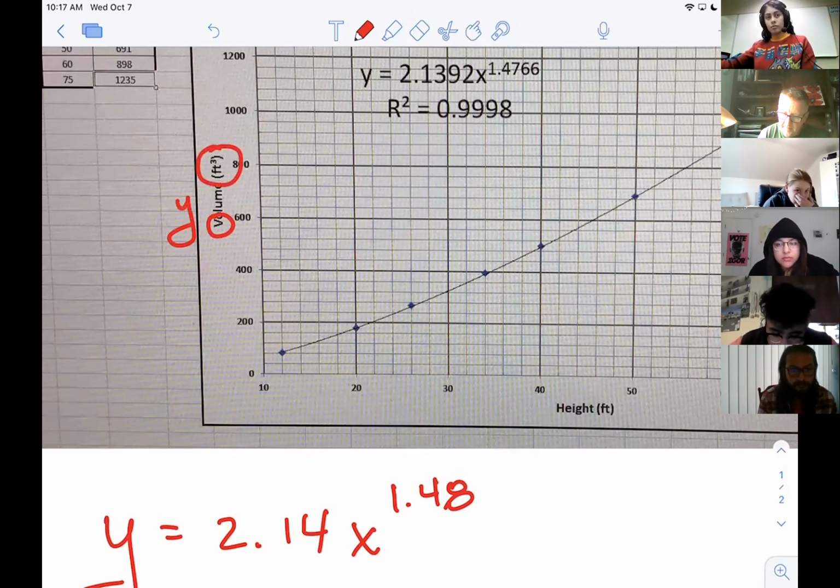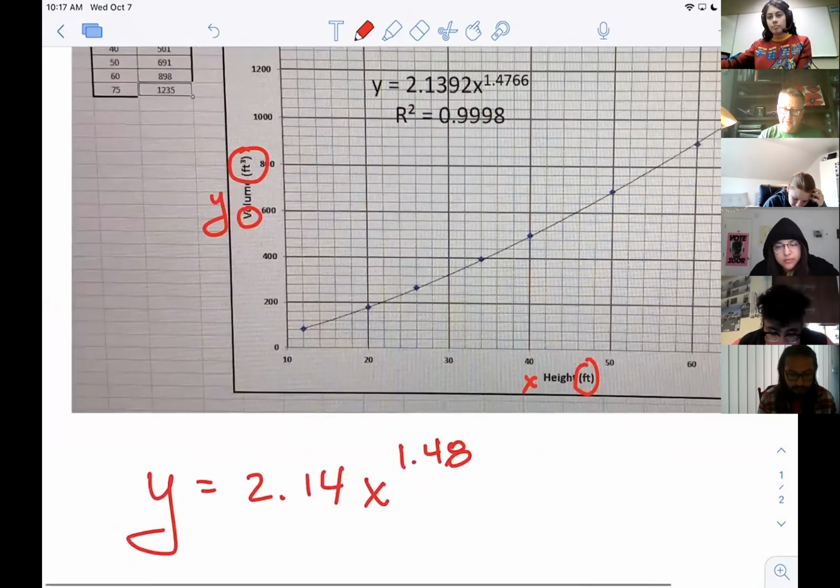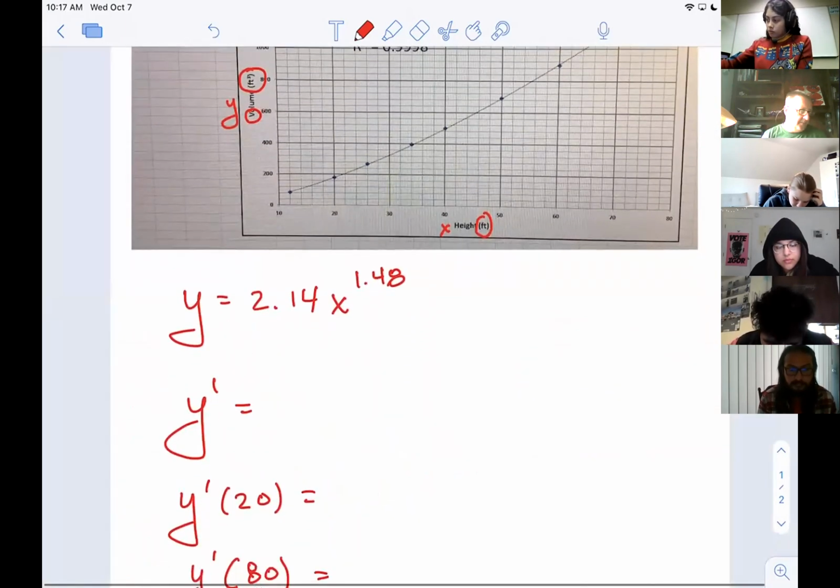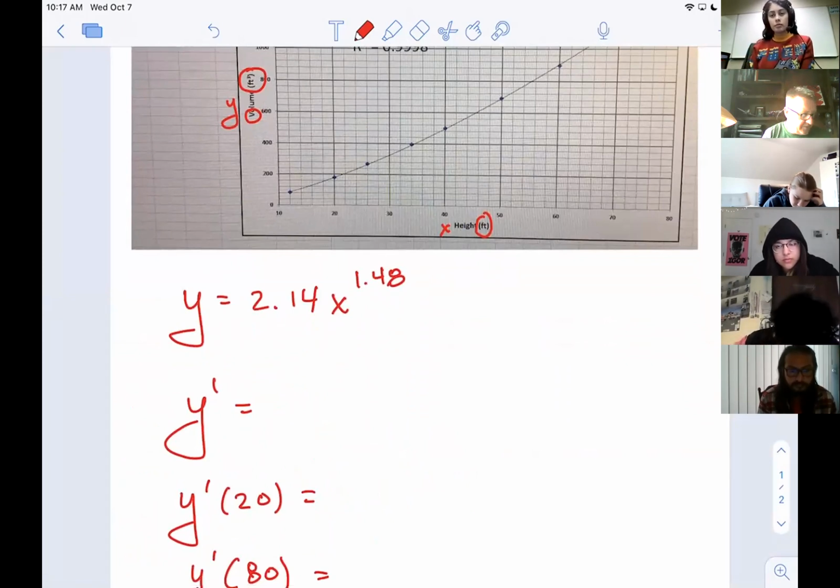And our height, our x, is in feet, and that makes sense. Our height would be a length. So cubic feet of wood. And so that's definitely part of the answer to this. But no, there actually is a relationship, but it's just unusual units. So doesn't the power rule say you take the exponent 1.48, multiply it by that coefficient in front, and you get like 3.17 approximately. And then it's x to the what power?